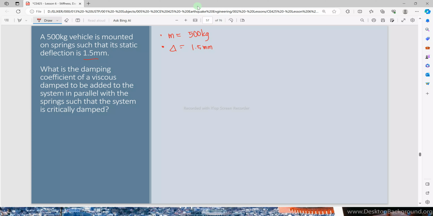Then we're asked to find what is the damping coefficient of a viscous damper to be added to the system in parallel with the spring such that the system is critically damped. Okay, damping is already considered here. The system is critically damped.